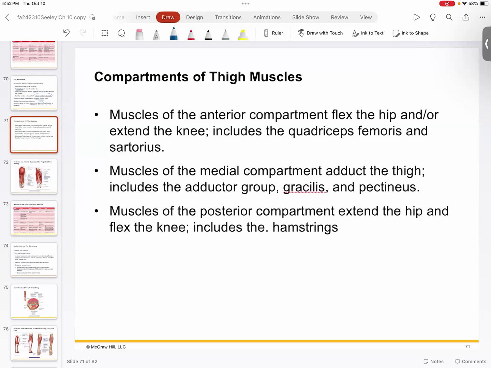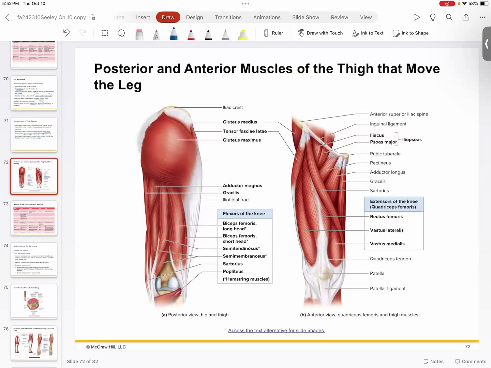And then to adduct the thigh, you have your adductor group, which is the one we just talked about, that big inner adductor group, and the gracilis and the pectineus. So these are those medial side of the thigh muscles, those adductors, that give you a lot of powerful adduction and keep your leg close to the midline. And then in the posterior, basically, is mostly the hamstrings.